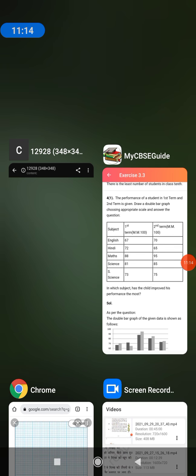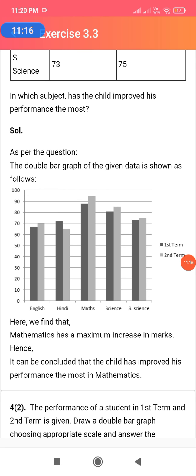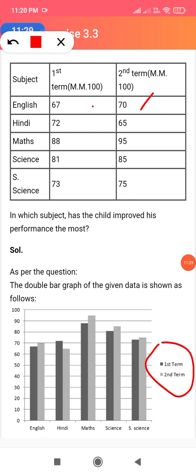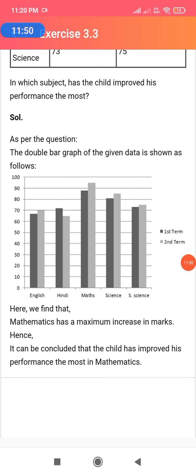Now to answer this particular question, here we have first term, second term, we have the marks. So marks in English 67 and 70. So English I am taking first term, I have shaded it. So here you have the index, first term, second term. So first term marks is 67, so you have it here. 70 you have it here. Hindi you have 72, a bit more than 70, and then you have 65, halfway between 60 and 70. So similarly we are drawing a double graph.